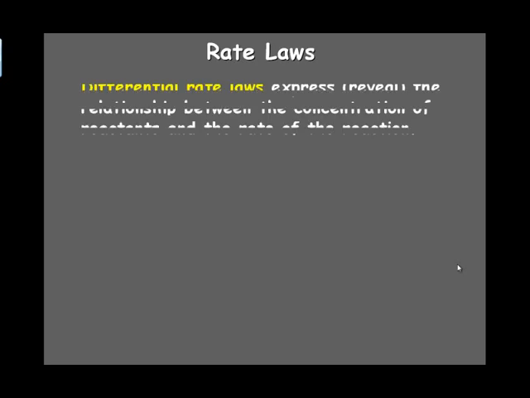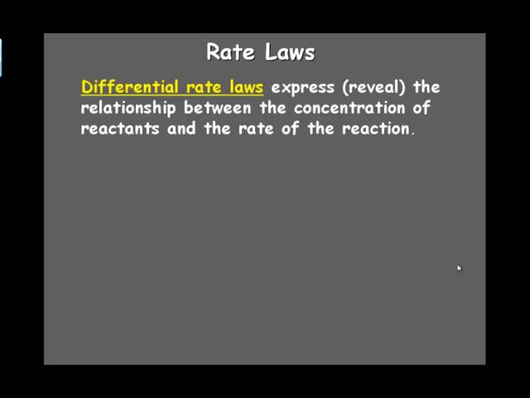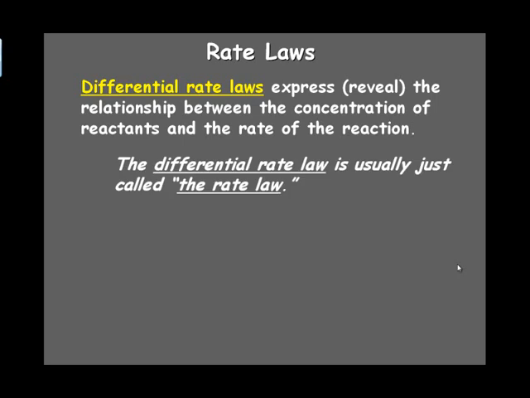Now, we are going to take a look at two different rate laws. They're calculated from different kinds of data. However, they arrive basically at the same idea. We're going to start with the easiest of the two, and that's the differential rate law. This is a relationship between the concentration of reactants and the rate of the reaction. So we're going to basically ignore the products per se and just take a look at the reactants. This particular rate law, the differential rate law, is the one that's usually just referred to as the rate law.